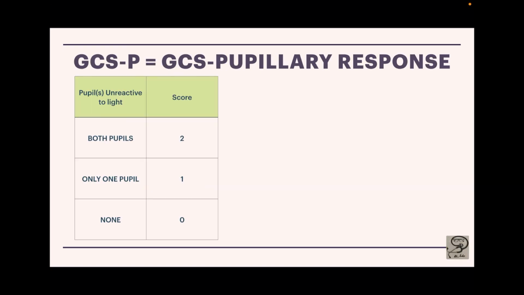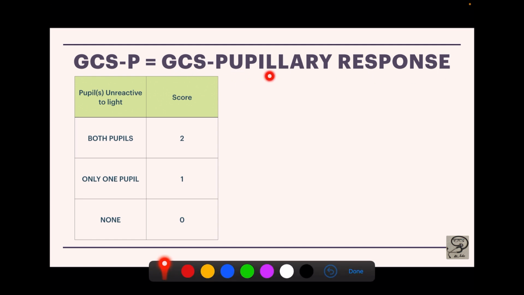Now, what is GCS minus P? Well, since 1974, we have been using the Glasgow Coma scale. But in 2018, some researchers realized that something was missing, which was like a window to the brainstem. What was it? The pupils. And that's why now we have the GCS minus P, which is simply GCS minus the pupillary response.